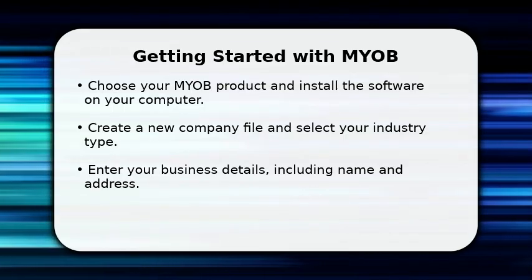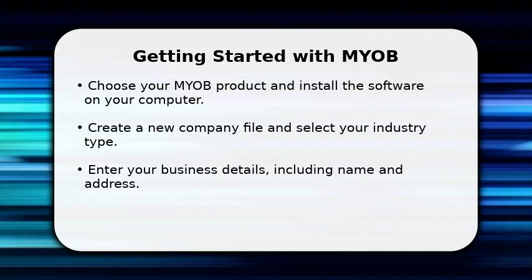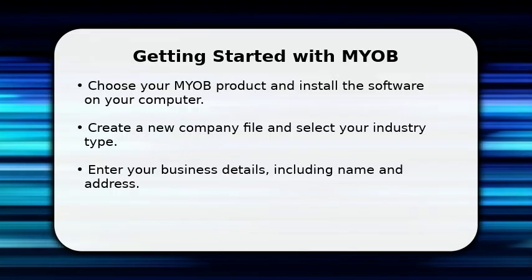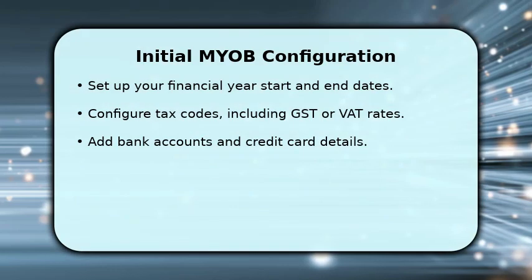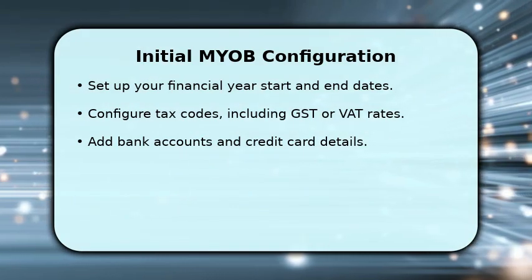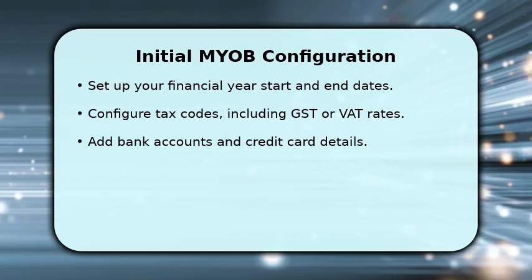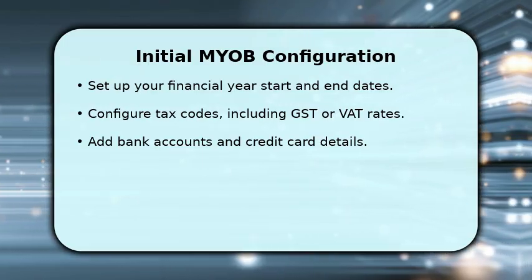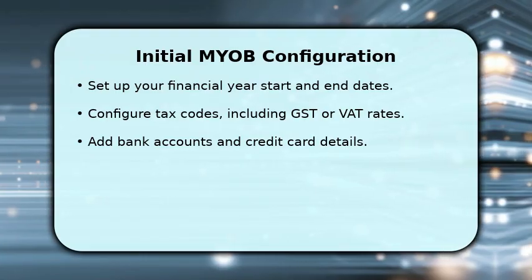You will then be prompted to choose your industry type, which helps tailor the chart of accounts. Finally, accurately input your essential business details, such as your company name and physical address, to personalize your setup. Next, you'll configure your financial year settings, specifying both the start and end dates for your accounting period. This is crucial for accurate reporting.